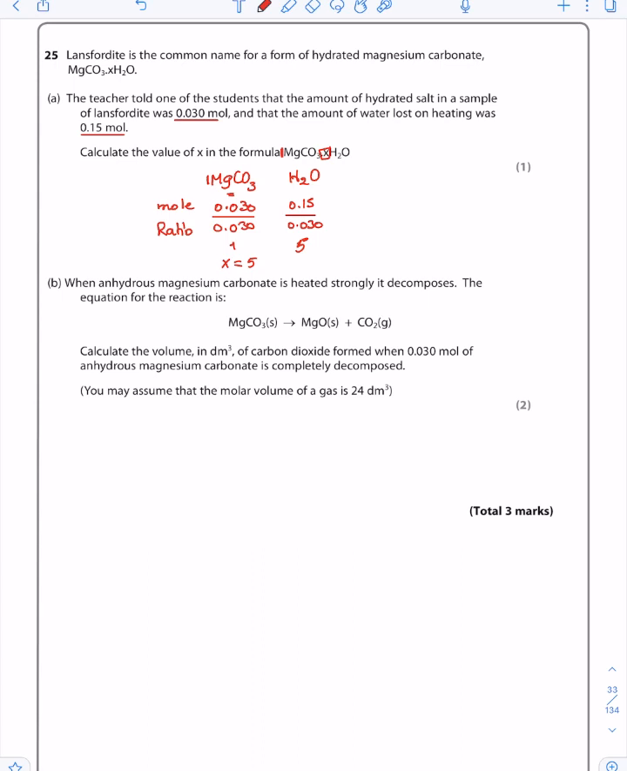Question B. When anhydrous magnesium carbonate is heated strongly, it decomposes. According to the equation, MgCO3 gives MgO plus CO2. Calculate the volume in cubic decimeter of carbon dioxide formed when 0.030 mole of anhydrous magnesium carbonate is completely decomposed.